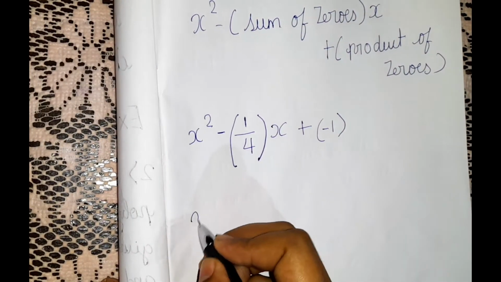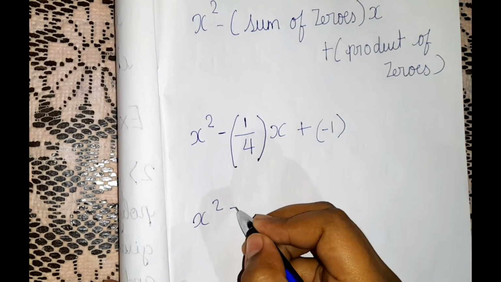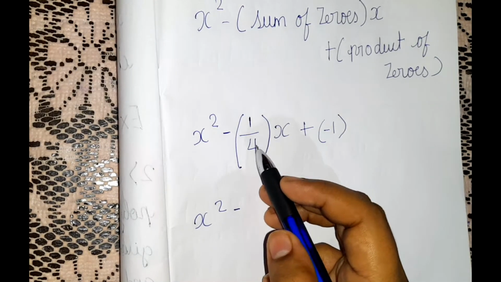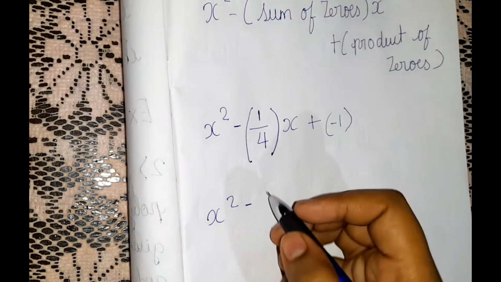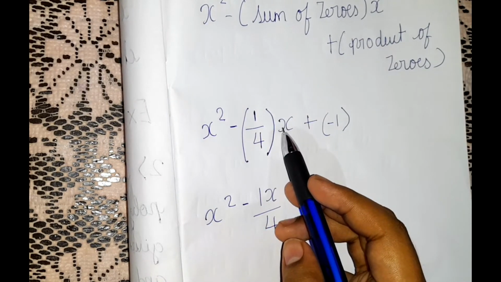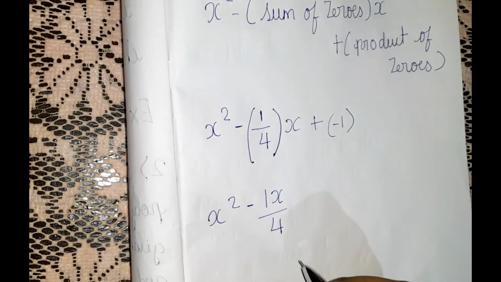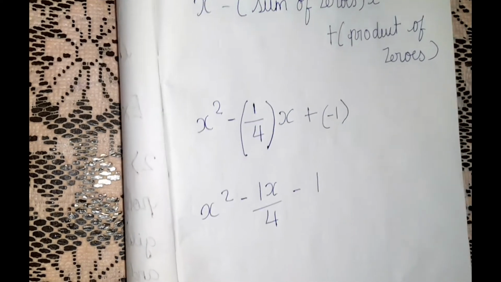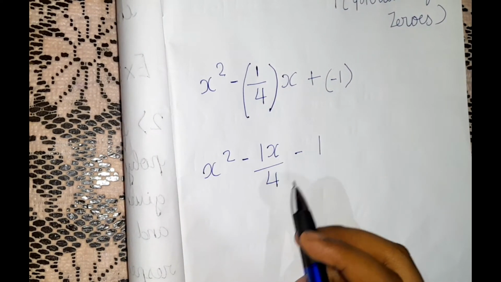Okay, now let's solve this. Let's write x square as it is. Here plus into minus is minus, and then we shall write 1 by 4, and here we have x. Am I right? So 1 by 4 into x is 1x divided by 4, because 1 into x is 1x. And here plus into minus is minus, so minus 1. Now we got x square minus 1x divided by 4 minus 1.